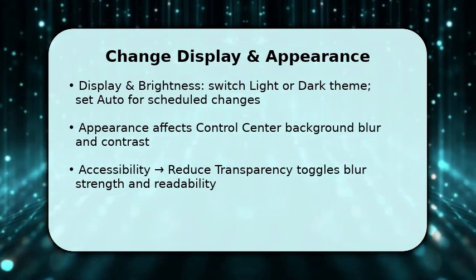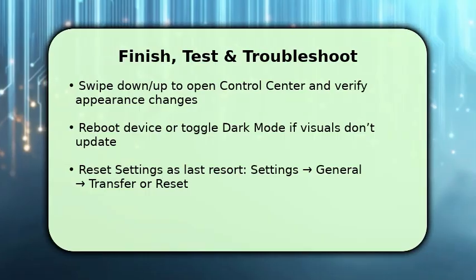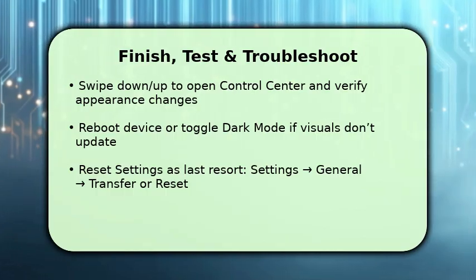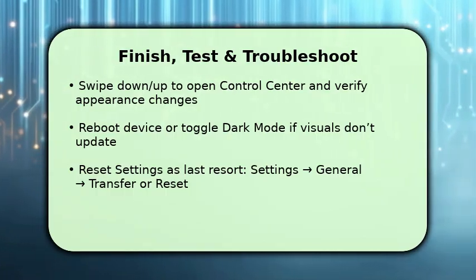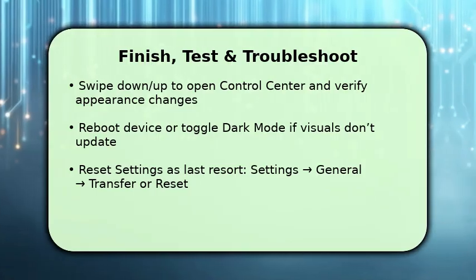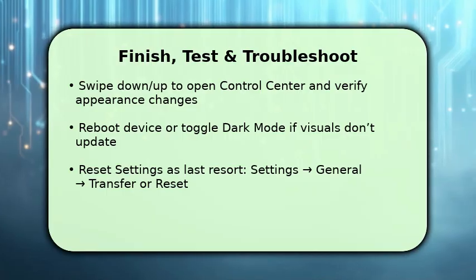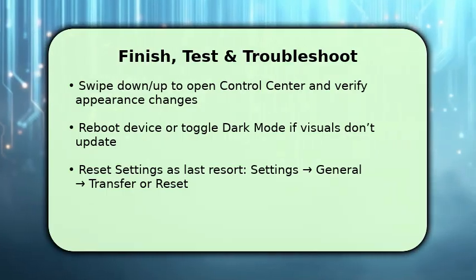Finish by opening Control Center to verify the new theme. Swipe down from the top right, or up, depending on model. If it didn't update, toggle dark mode off and on again or reboot the phone. Transient UI caches often need a restart. Make sure accessibility settings didn't override translucency.